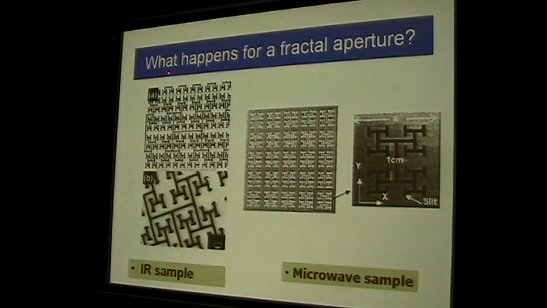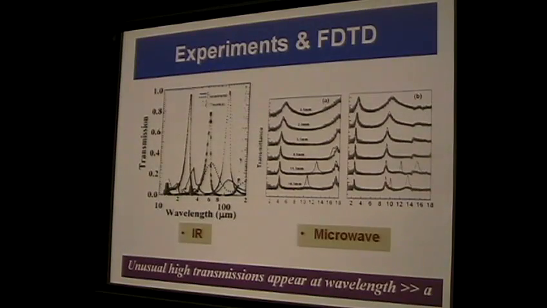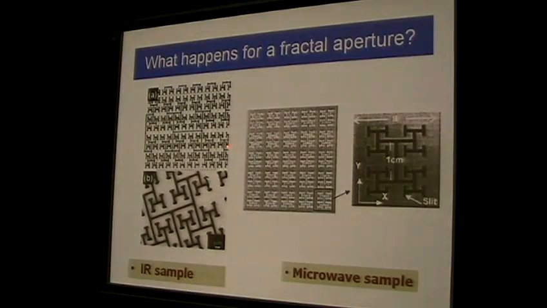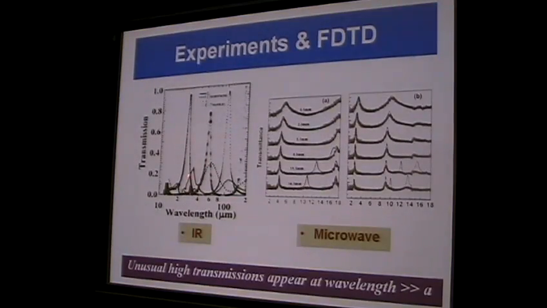So we ask ourselves, what happens if the aperture has a fractal shape? The experiment is by Professor Wen Weijia. They did experiments to fabricate IR samples of a fractal aperture plate, and also the fractal aperture plate in microwave. And he found that even when the wavelength is much longer than the aperture size, he can still observe some sort of high transmission peaks.